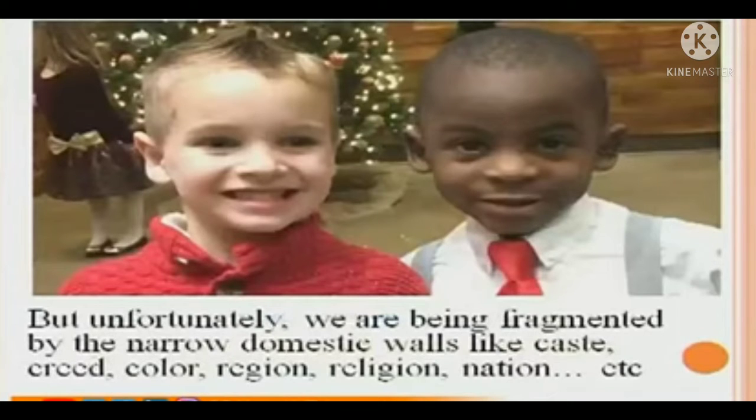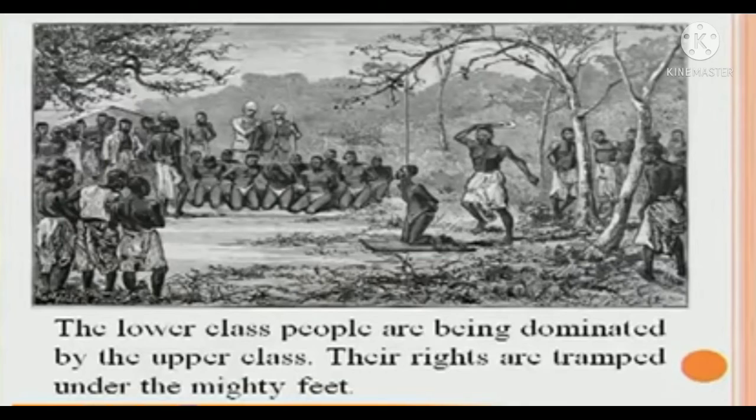But unfortunately, we are being fragmented by narrow domestic walls like caste, creed, color, region, religion, nation, etc. Here, caste discrimination is also seen, like lower class people being dominated by the upper class. Their rights are trampled under the mighty feet. So, children, by this, what we have understood is about human relations. All human beings are born free and equal in dignity and rights. I hope you have understood about the topic which we are going to discuss.